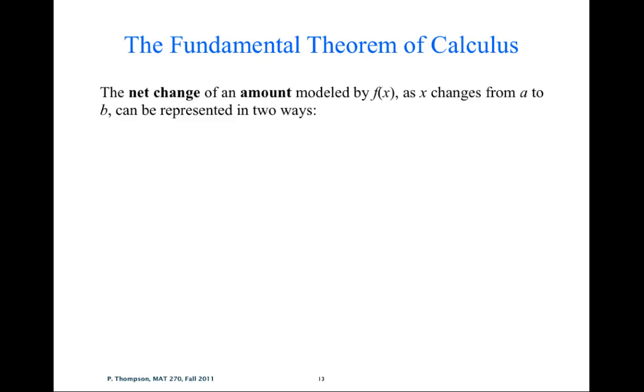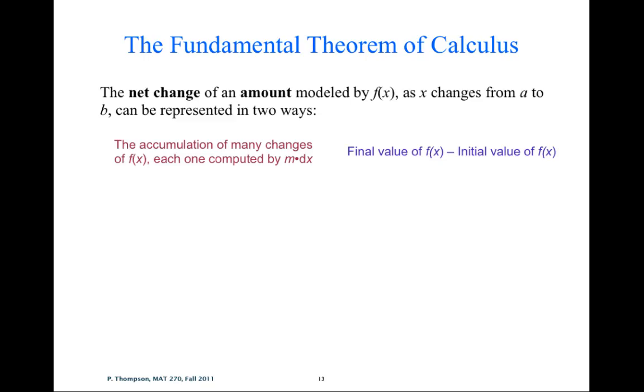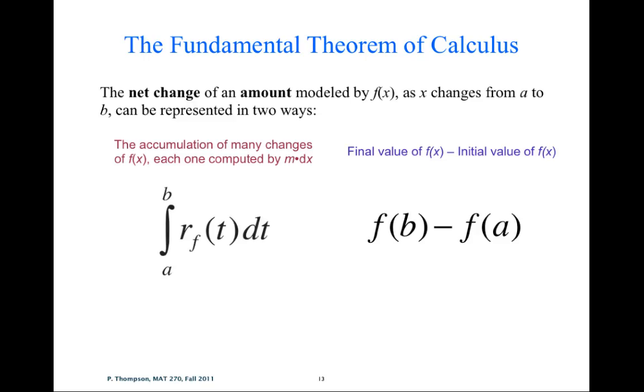The fundamental theorem says that the net change in amount modeled by f of x, that would be like our capital E function, as x changes from a to b, can be represented in two ways. We can represent it as final value minus initial value, f of b minus f of a, or we can represent it as accumulation of many changes, each one computed by r sub f dx, starting from a and ending at b. Since they're both expressing the same quantity of net change, they're equal.